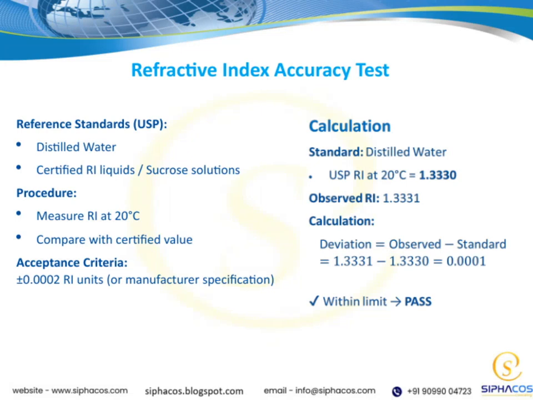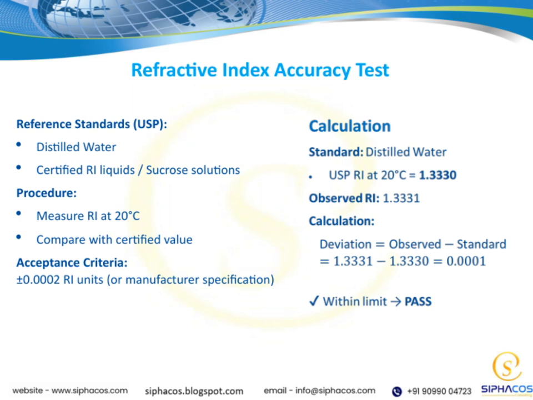Let's discuss the refractive index accuracy test. For this test, we rely on certain reference standards, which are outlined by the USP. These include distilled water, as well as certified RI liquids and sucrose solutions. These standards are crucial because they serve as our benchmarks for accuracy. The procedure involves measuring the refractive index at a controlled temperature of 20 degrees Celsius. It's important to keep this temperature consistent, as refractive index readings can vary with temperature changes. Once we've measured the RI, we compare our results with the certified value provided by the standard.